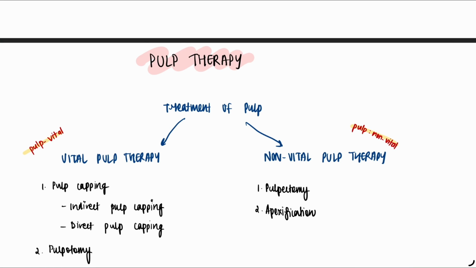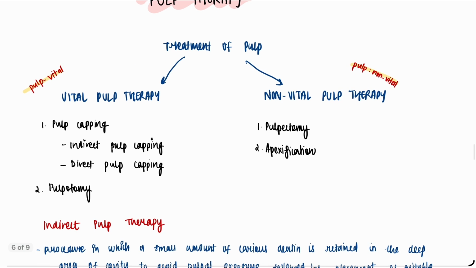Hello everyone. So today we're going to start off with the next topic, that is pulp therapy. Treatment of pulp can be done in two ways. One is the vital pulp therapy and one is the non-vital pulp therapy. In vital pulp therapy, the pulp will be vital, and in non-vital, the pulp is non-vital.